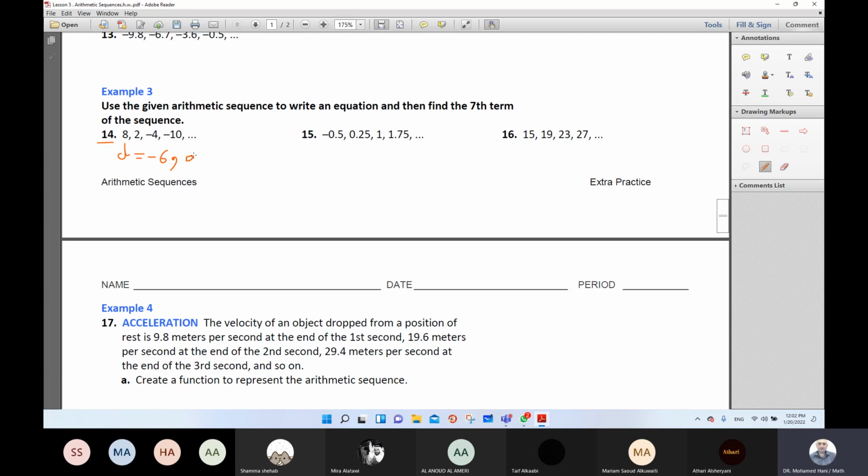Then what is the first term in this sequence? A1. The first term, as you see here, we have 8. Then you can write the rule. AN or FN, the same idea, equals A1 plus N minus 1, between parentheses, times D. Then substitute the values. A1 equals 8 plus N minus 1 multiplied by the value of D, equal to negative 6.